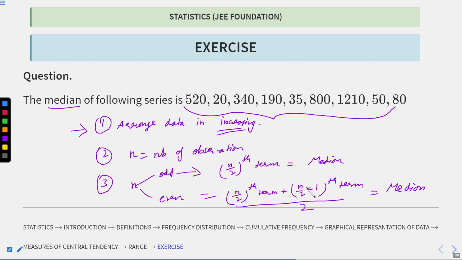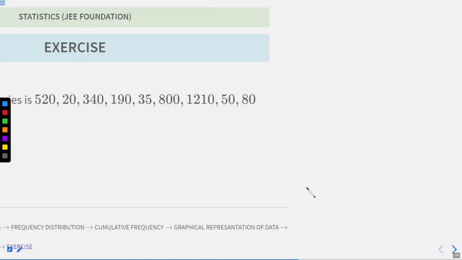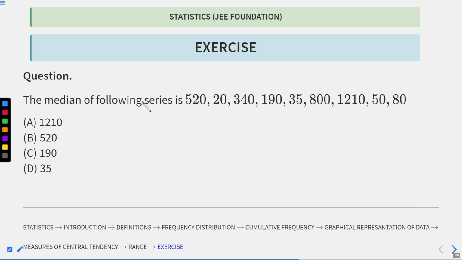I hope this is all clear. So let's do this. First of all, just arrange them in increasing order. The least value is 20, and after this is 35, then 50, and 80.